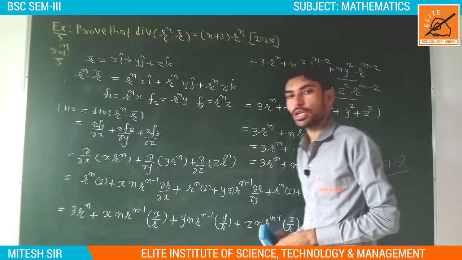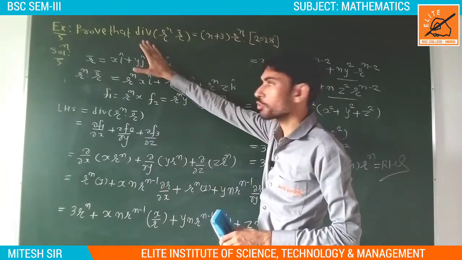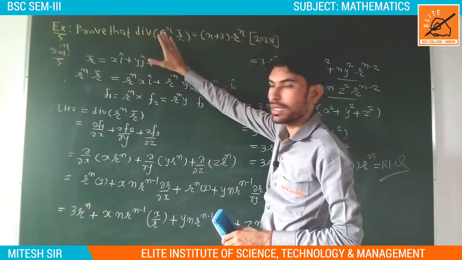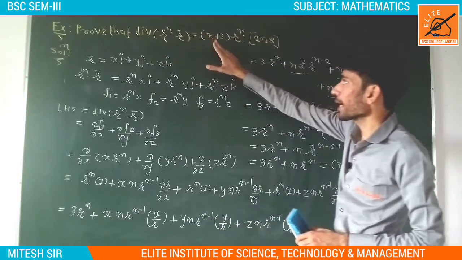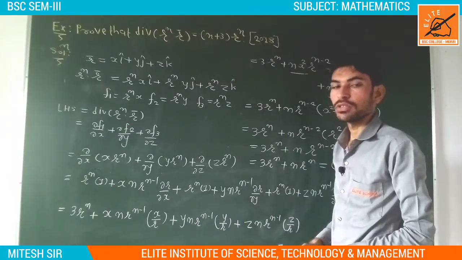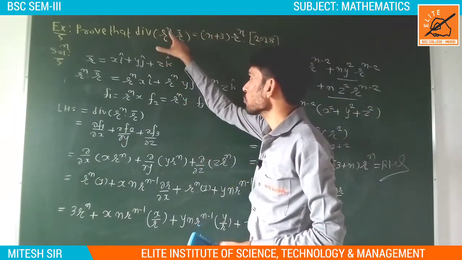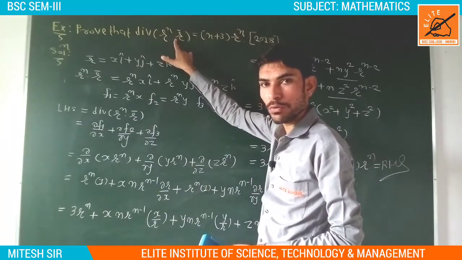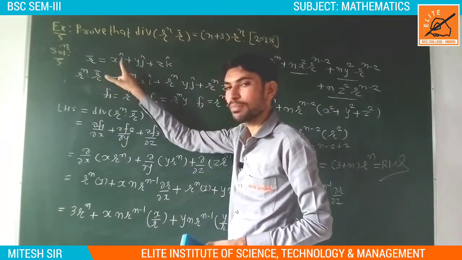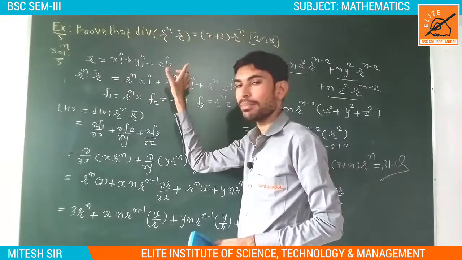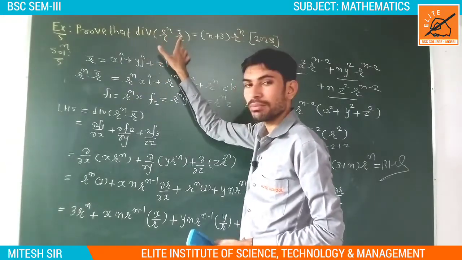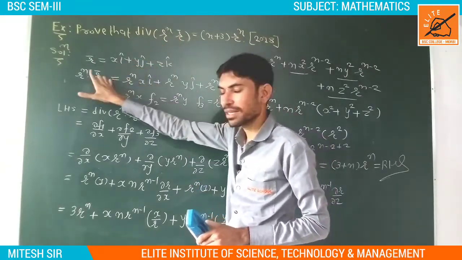Let us recall one more time. Our question is: prove that divergence of r raised to n into r bar is equal to n plus 3 into r raised to n. So first of all we find r raised to n into r bar. As we know, our vector r bar is x i cap plus y j cap plus z k cap. Now we find r raised to n into r bar, that means we multiply our vector with r raised to n.